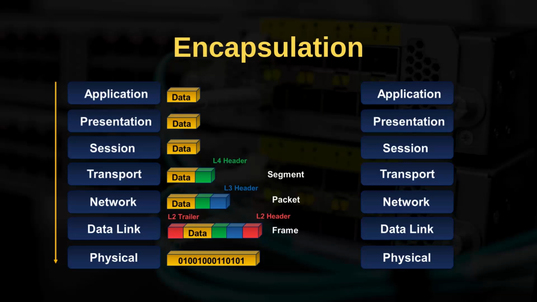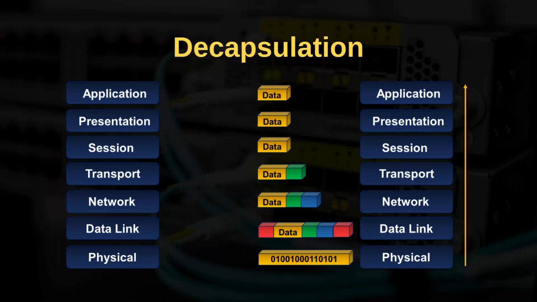This is the encapsulation part. At the other end, it is decapsulated. So ones and zeros come to the physical layer and are sent to the data link layer. In the data link layer, the layer 2 header and layer 2 trailer are removed and it is sent to the network layer. In the network layer, the layer 3 header is removed and it is sent to the transport layer. And lastly, in the transport layer, the transport header is removed and it is sent to the session, presentation, and application layers, and your friend received your email.